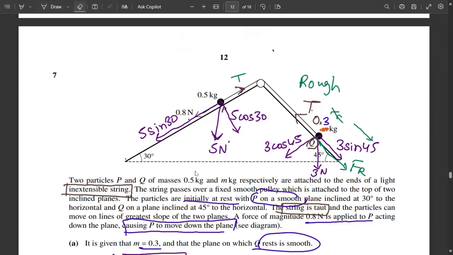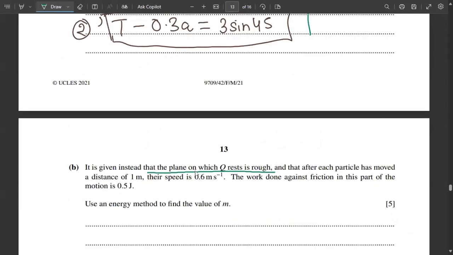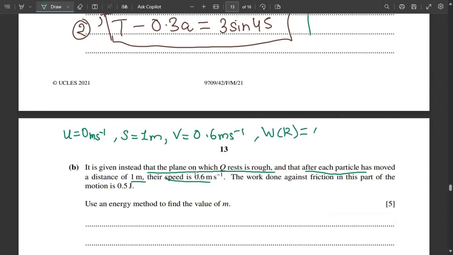Because the frictional force has to oppose the movement of the ball. So in order to oppose the movement, it has to act in the opposite direction. After each particle has moved 1 meter, okay, so the distance is 1 meter. What we need to remember is that the initial velocity is zero. That will also be important to us. After 1 meter, the final velocity becomes 0.6 meter per second. The work done against air friction or resistance is 0.5 joule.